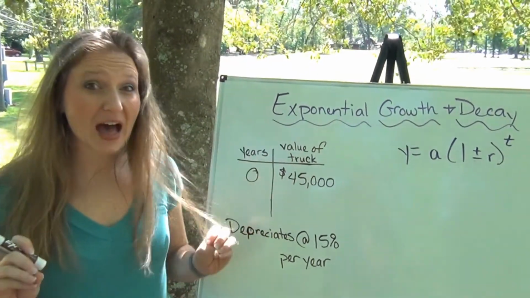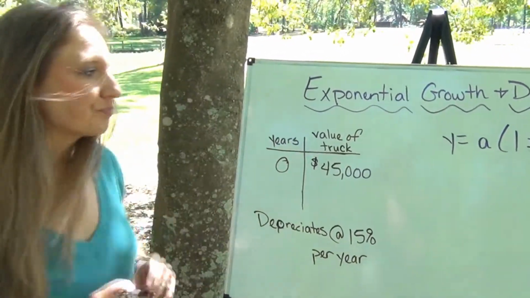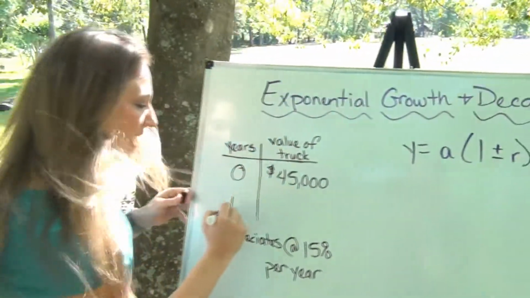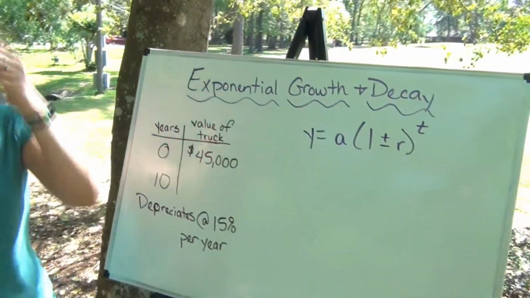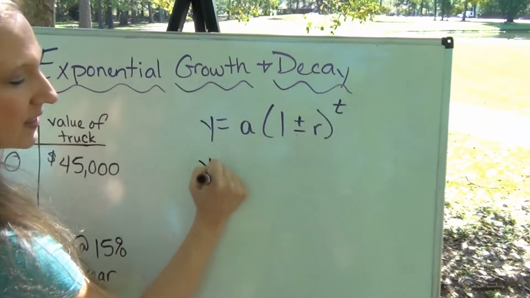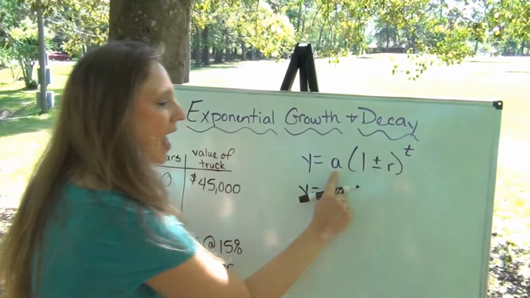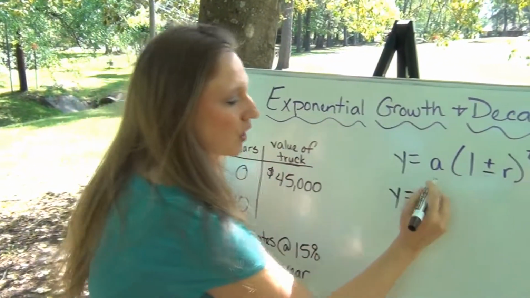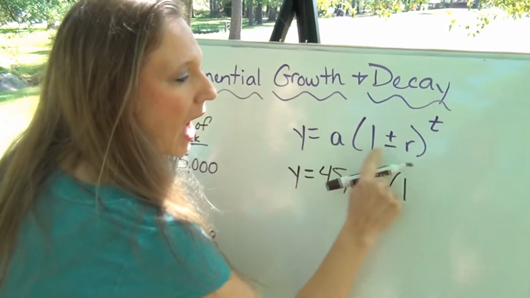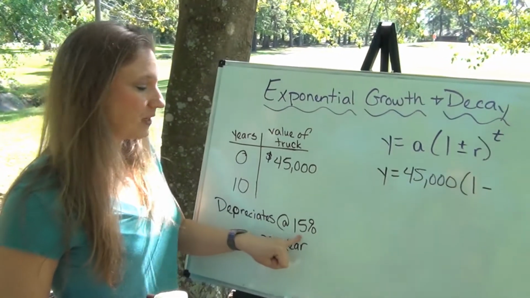So that's how much the value of the truck is going to go down each year that we own that truck. So if I want to figure out how much my truck is going to be worth in 10 years, I can use my exponential decay formula. Y is going to represent the amount that my truck is going to be worth in 10 years. A is always my initial value. The truck was worth $45,000 when we bought it. I'm going to use the minus because we know it's going down in value by 15%.